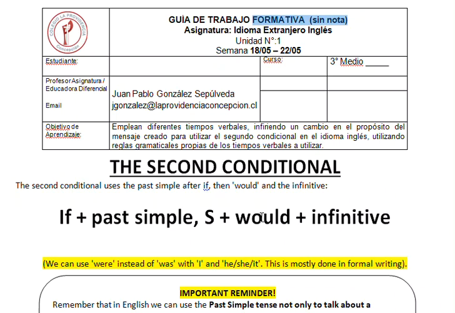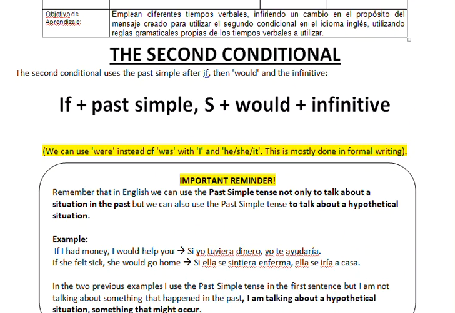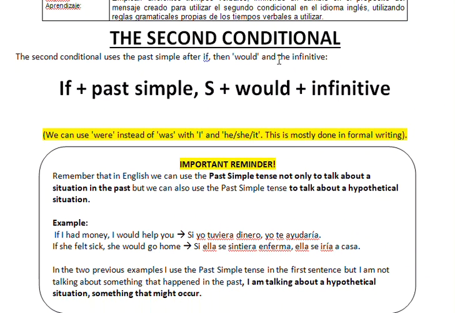But apart from that, we are gonna develop this. This is the second conditional. This content, you already know it from last year at the end of the year, like in September, October. I showed you some of the second conditional, and we're gonna retake this content now in third grade, if you ever advance from third grade. Okay, so the second conditional uses the past simple after if, then would, and the infinitive.